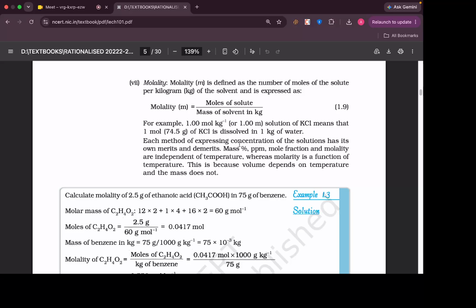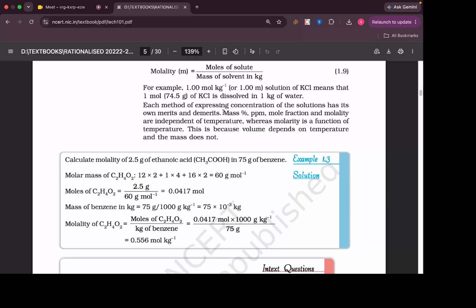Each method of expressing concentration has its own merit and demerit: mass percentage, mole fraction. Yeah, this is very important. Very important, missed by you, and you may not have heard it in school also. Questions come from here. Mass percentage, ppm, mole fraction, molality are independent of temperature, whereas molarity is a function of temperature.